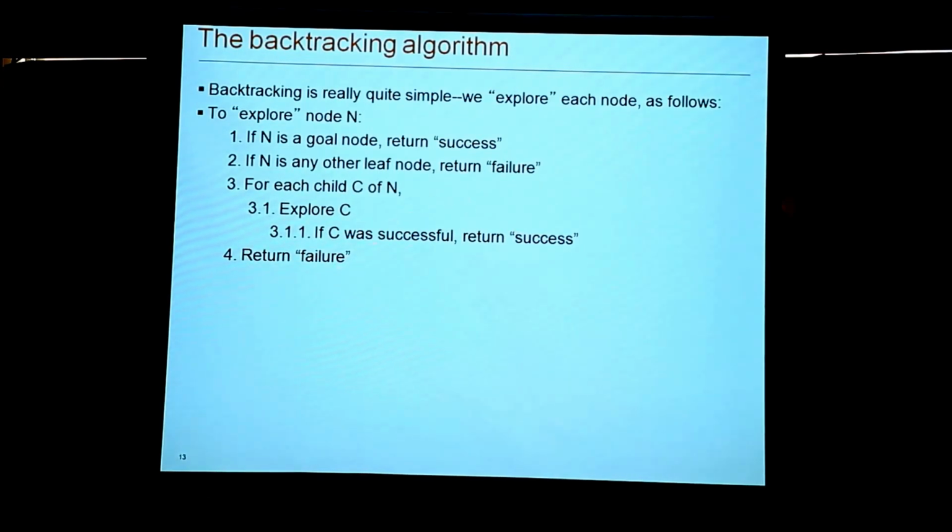But is it for each child c of n, then explore c? So this is for any intermediate node. The first two cases are for leaf nodes, and this is for intermediate nodes. Oh, I see. I thought they were in sequence. So these two cases are for leaf nodes, and this is for intermediate nodes. Okay, I understand. And return failure in this case means you will backtrack, so we will go back to the previous junction.